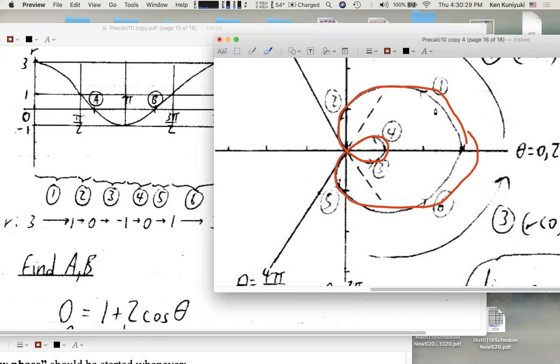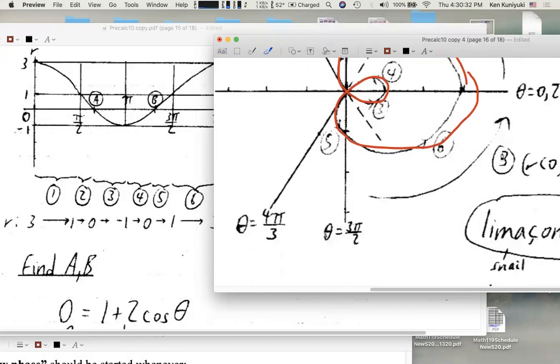A limaçon with a loop. All right, that's not funny.